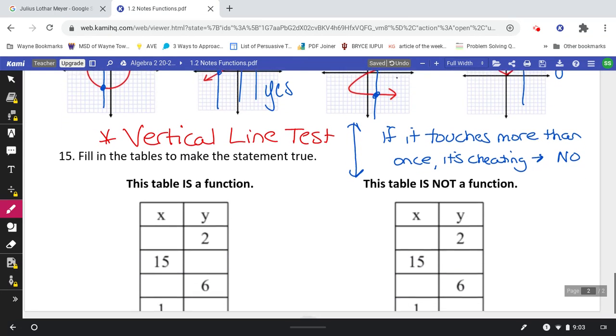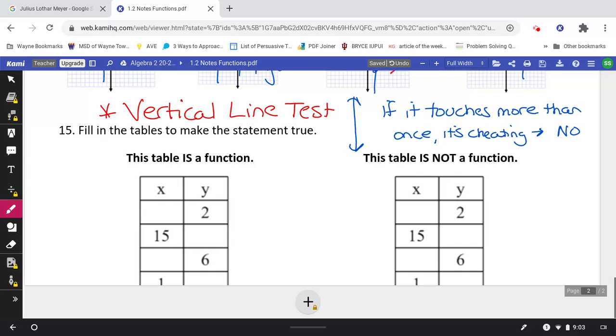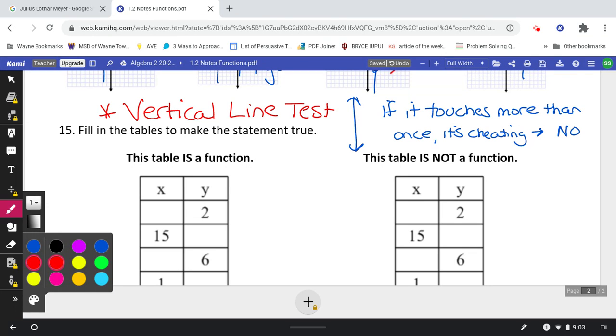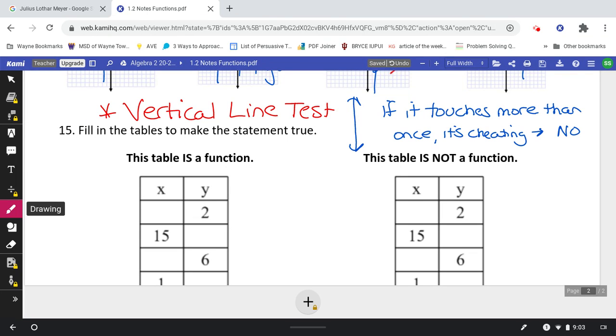All right, so number 15 at the bottom is just to fill in on your own. You can fill in any numbers that you want. Your only stipulation is that you make this into something that is a function, so make sure that none of your x's are cheating. But then over here, you want to make sure that this is not a function. So what would we need to put in to make sure that this is a function? Just make sure the x's can't cheat.